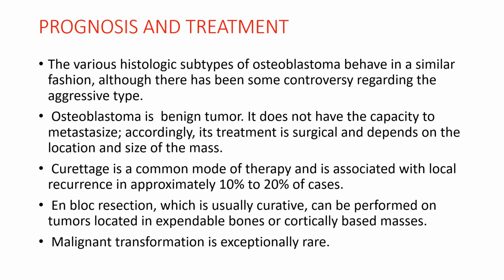Coming to prognosis and treatment, the various histological subtypes of osteoblastoma behave in a similar fashion, although there has been some controversy regarding the aggressive type. Osteoblastoma is a benign tumor. It does not have the capacity to metastasize. Accordingly, its treatment is surgical and depends on the location and size of the mass. Curettage is a common mode of therapy and is associated with local recurrence in approximately 10% to 20% of cases.